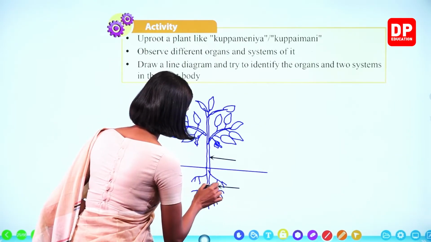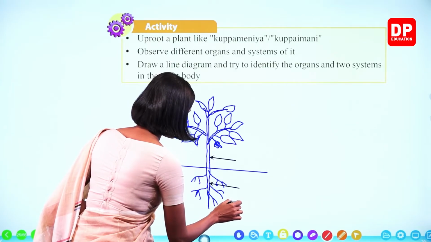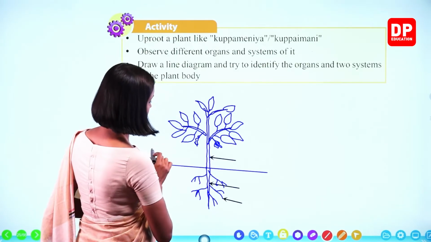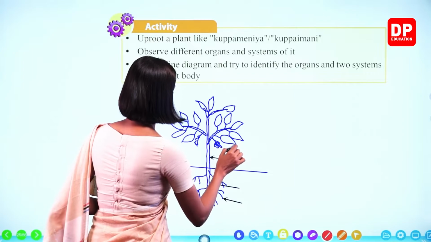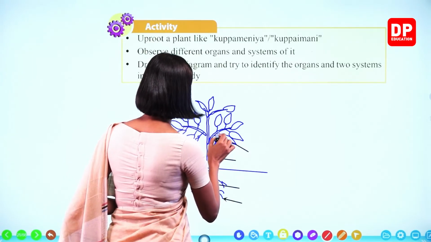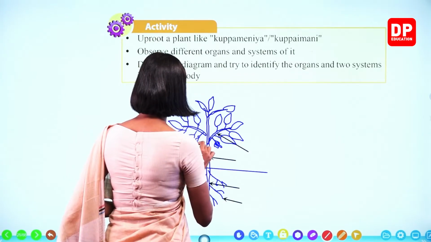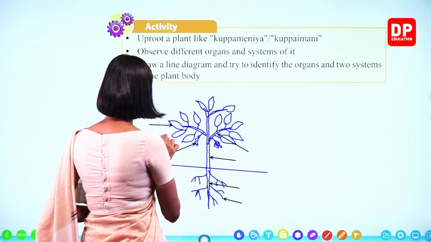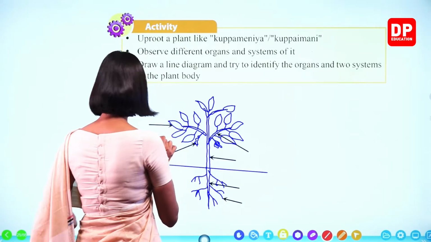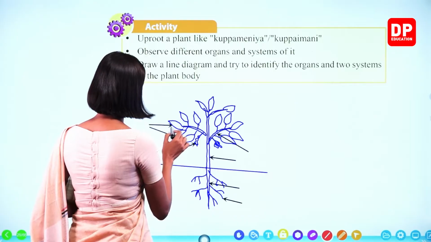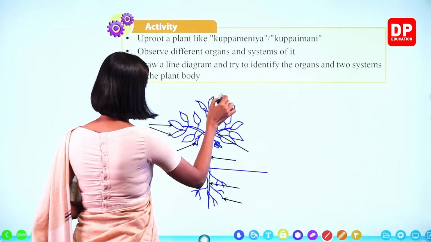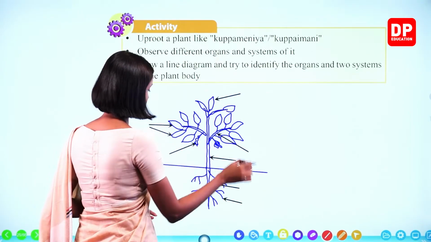Stem, taproot, lateral roots, branch, flower, leaves, apical bud, lateral buds were also there.